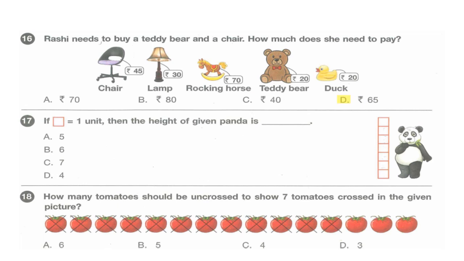If a square is equal to 1 unit, then the height of the given panda is dash. A 5, B 6, C 7, D 4. So please look at the picture and then calculate the height of the given panda.